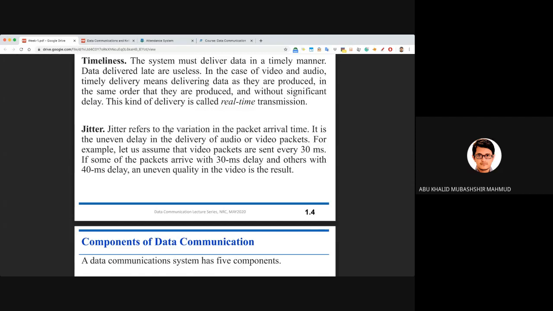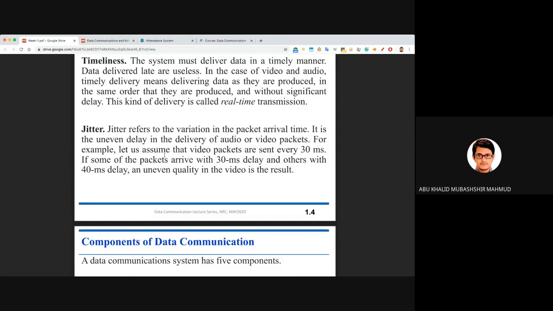In the case of video and audio, timely delivery means delivering data as they are produced, in the same order that they are produced, and without significant delay. This kind of delivery is called real-time transmission. Now the question rises, why do we need timeliness in data communication? We need timeliness in data communication because in order to get the full communication system running, we need it.